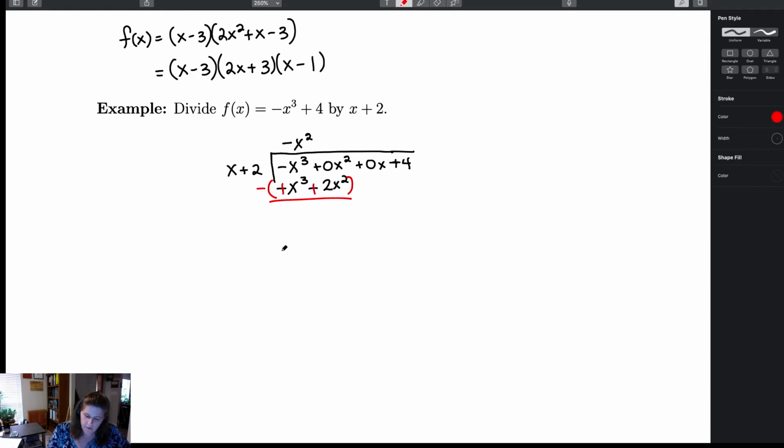Changes the sign for both of them. So I have 0 and I have 2x squared, bringing down plus 0x. X goes into 2x squared. I have positive 2x times. So 2x times x gives me 2x squared. 2x times 2 plus 4x, and then subtract.